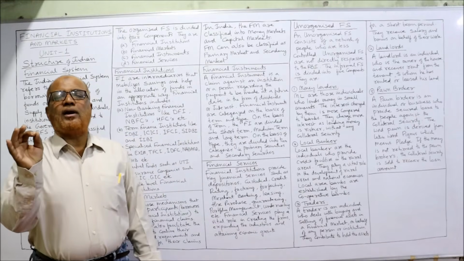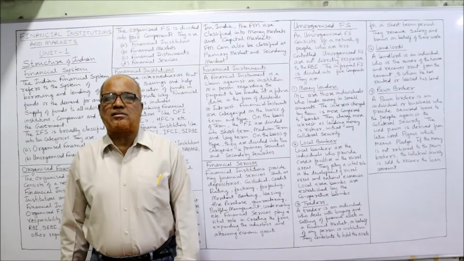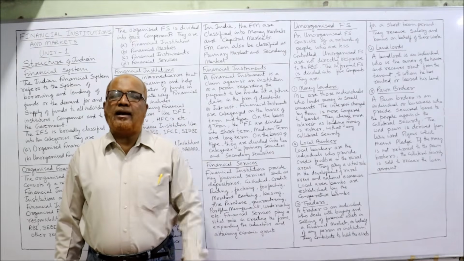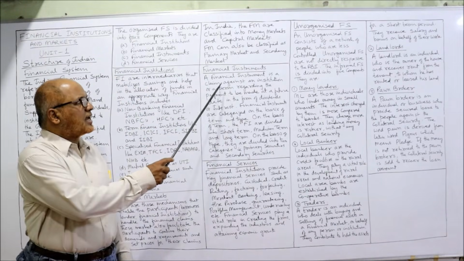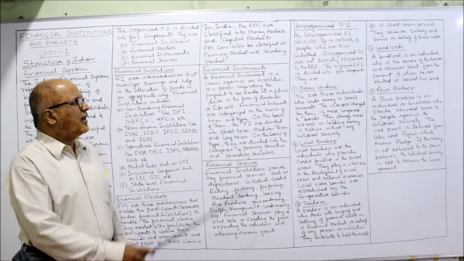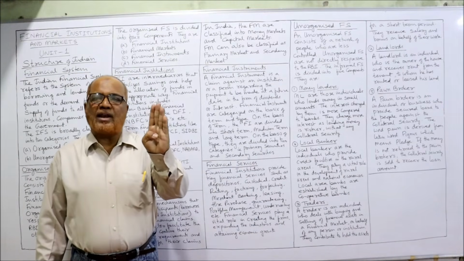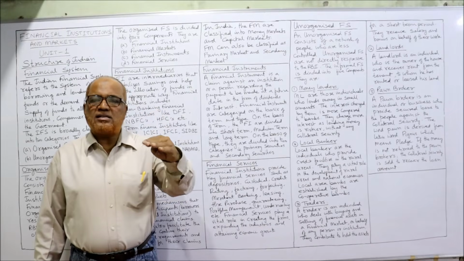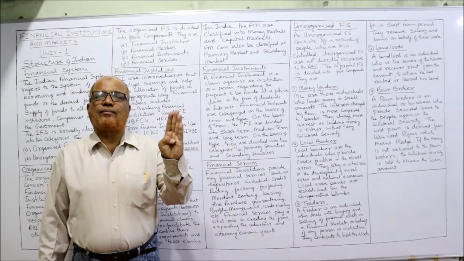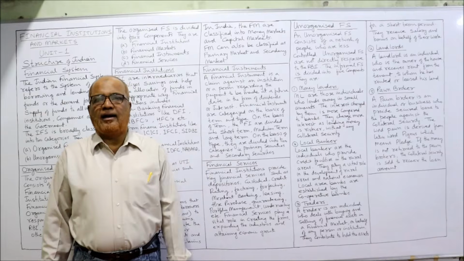The third component of the organized financial system is financial instruments. It's the document which is used in order to borrow and lend money. So a financial instrument is a claim against an institution or a person regarding the payment to be made at a future date in the form of dividend or interest. Only on the basis of financial claims, the interest and dividend can be received.